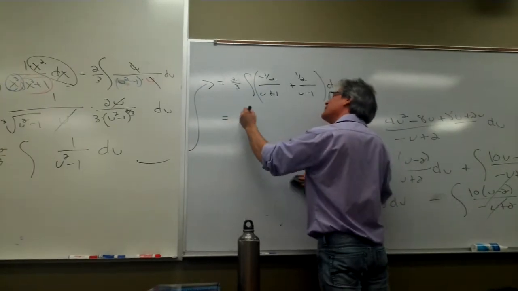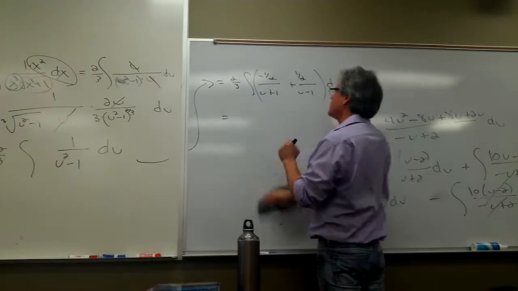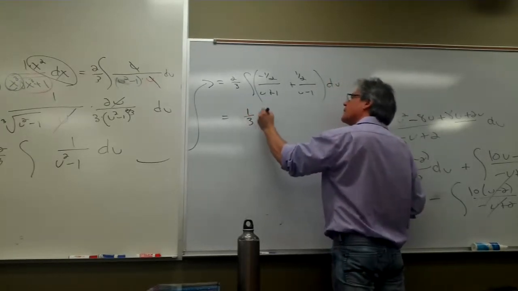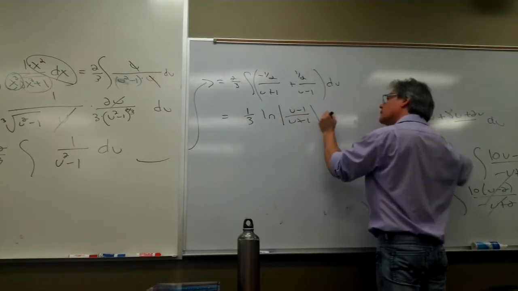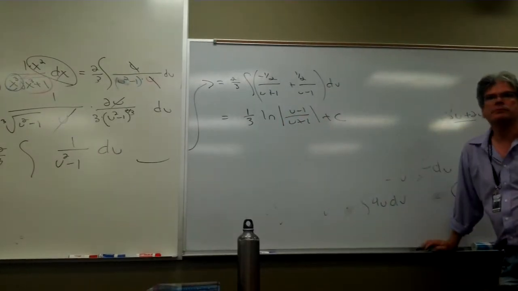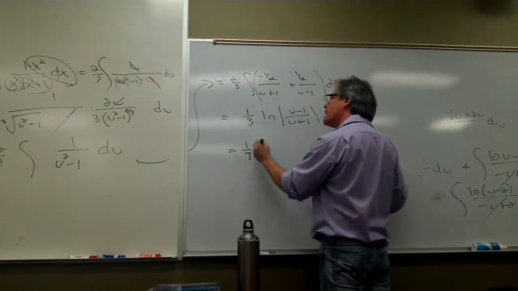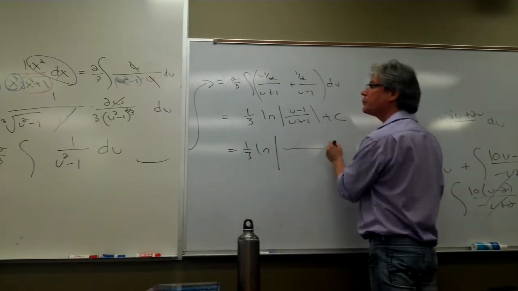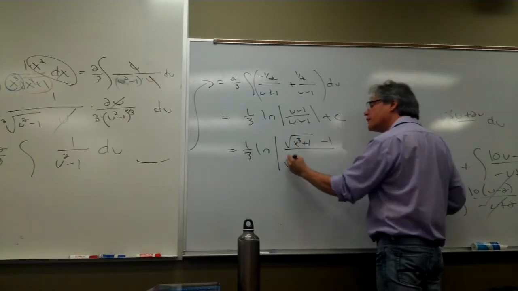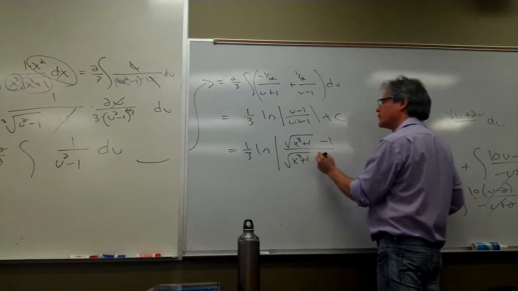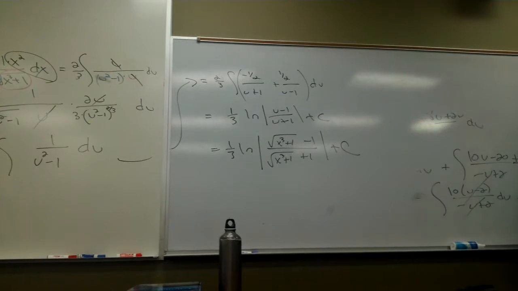And in the end, I think that gives me 2/3 times, did I misspeak? Sorry. I guess I should say, it gives me 1/3 times the natural log of the absolute value of u minus 1 to u plus 1. Of course, in back substituting, I guess that leaves me 1/3 natural log of the absolute value of the ratio of this u minus 1 over this u plus 1. I think that looks beautiful. I hope.